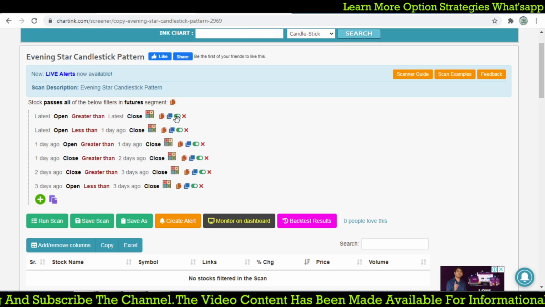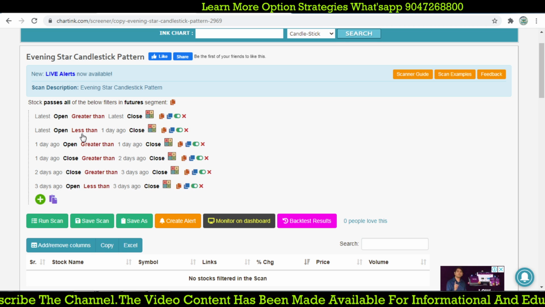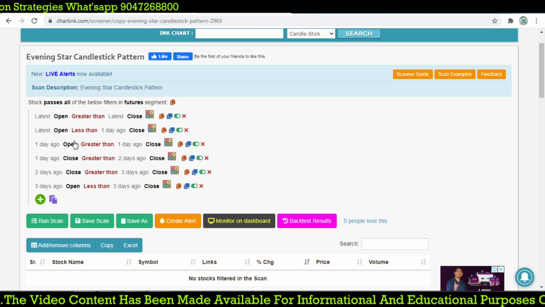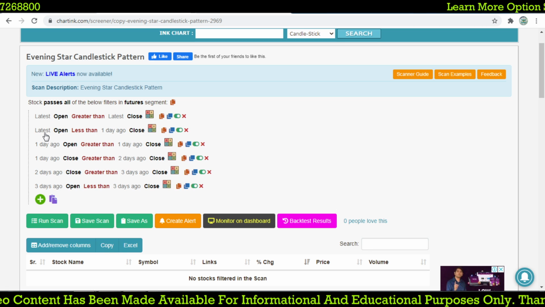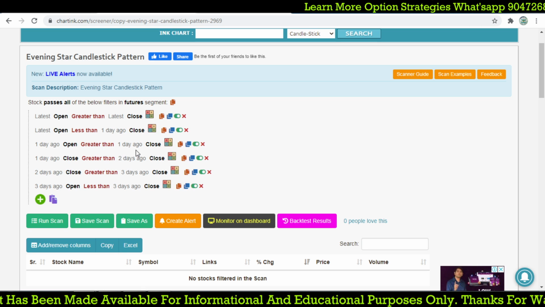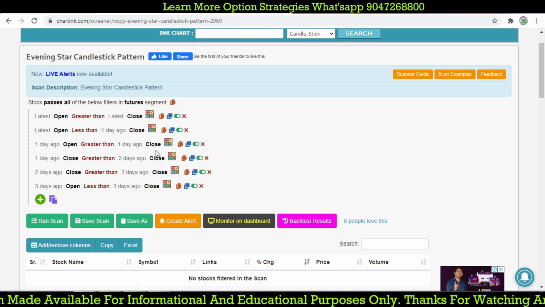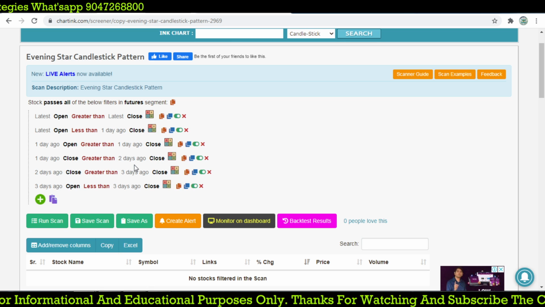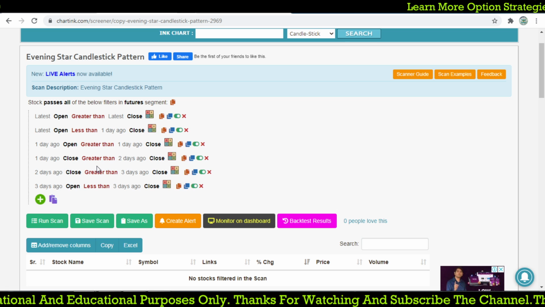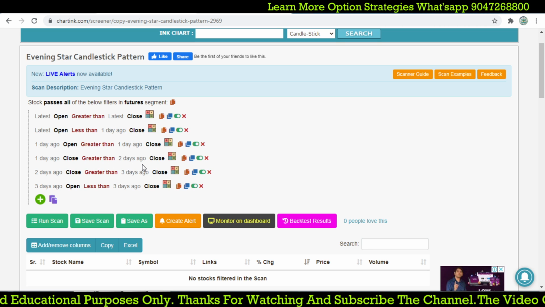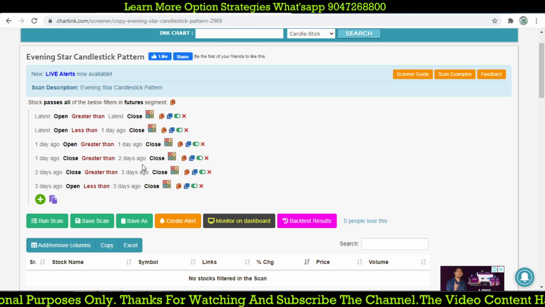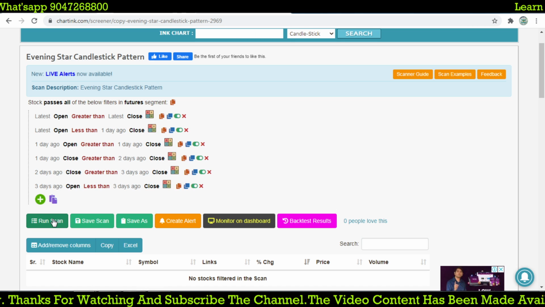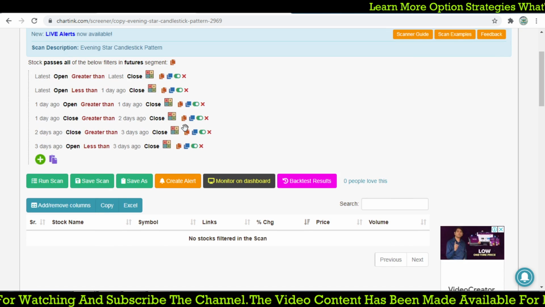Today should be a red candle, and the latest open is less than 1 day ago close. That is the gap down we are expecting on today's candle. And 1 day ago open is greater than 1 day ago close. Right, yesterday was a red candle, and 1 day ago close is greater than 2 days ago close. The previous close is higher than the third candle's close. 2 days ago close is greater than 3 days ago close. This is the code for the evening star candlestick pattern.